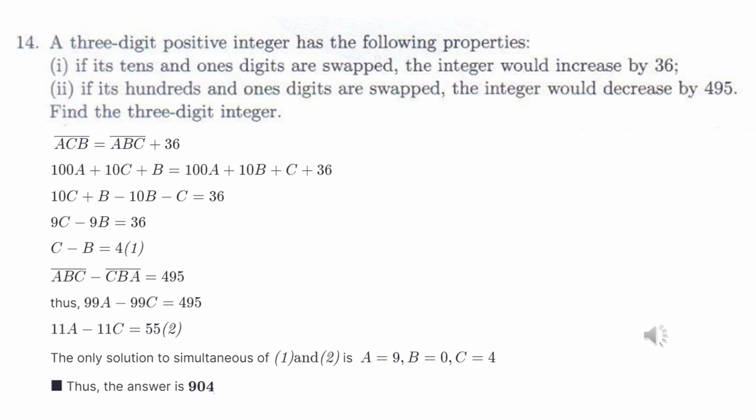Solving these two equations simultaneously, we find that the possible solution is just a equals 9, b equals 0, and c equals 4. So what exactly is a three-digit integer again? It is ABC. So simply put everything together, and you get ABC is equal to 904, and that is the integer.